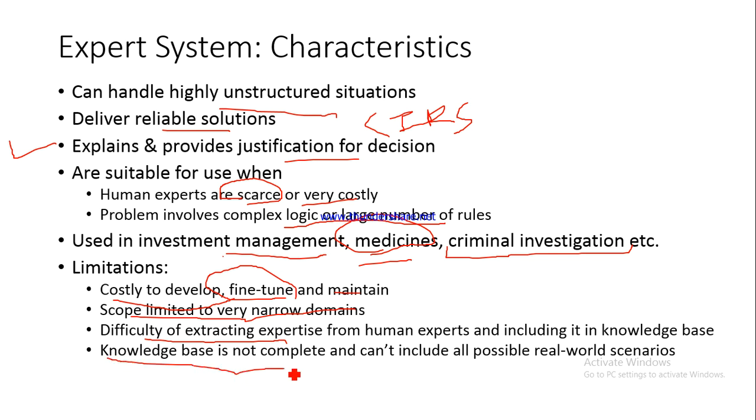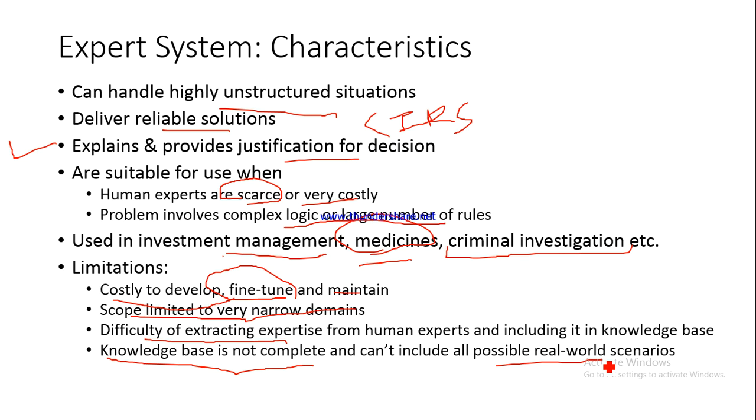So the knowledge base is never going to be complete. Whatever one human expert knows, he would not know every single thing. He might know a lot, but he would not know everything, and this is going to be a problem with expert systems. And since the expert system cannot have all the possible information, it cannot have all the possible knowledge, it would always be incomplete, and it would not be able to account for all the possible real world scenarios. All whatever is possible, it would not be simply able to account for it.